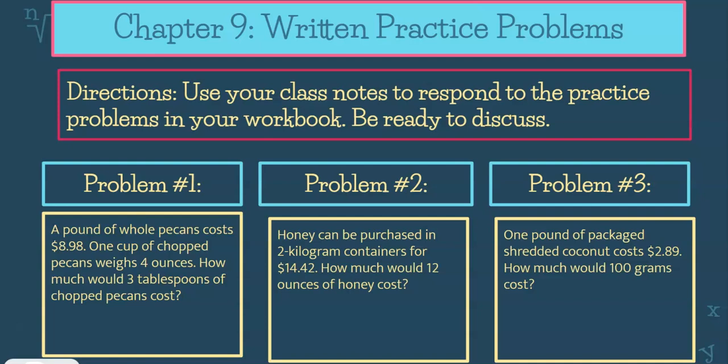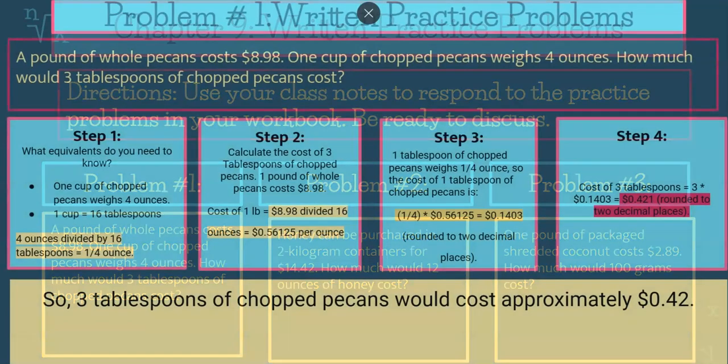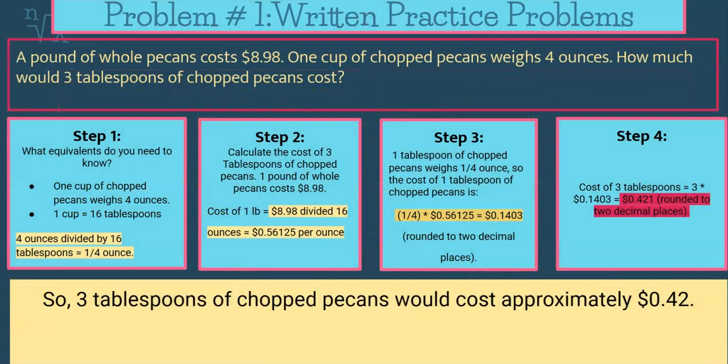All right, so problem 1 is about pecans, problem 2 is about honey, and problem 3 is about shredded coconut. So let's get started. Again, reference your notes, pause as we go, etc. All right, so the first question is talking about pecans. A pound of whole pecans costs $8.98, okay? 1 cup of chopped pecans weighs 4 ounces. How much would 3 tablespoons of chopped pecans cost?